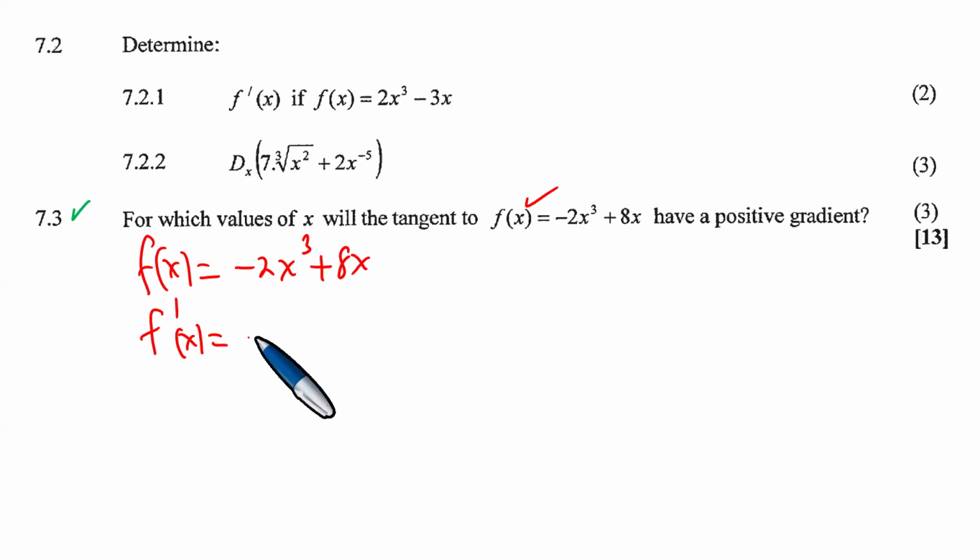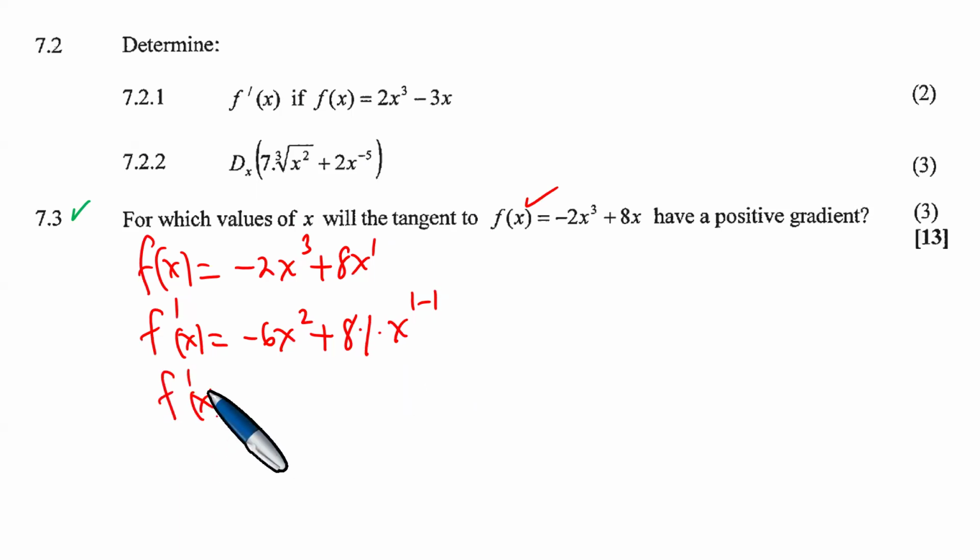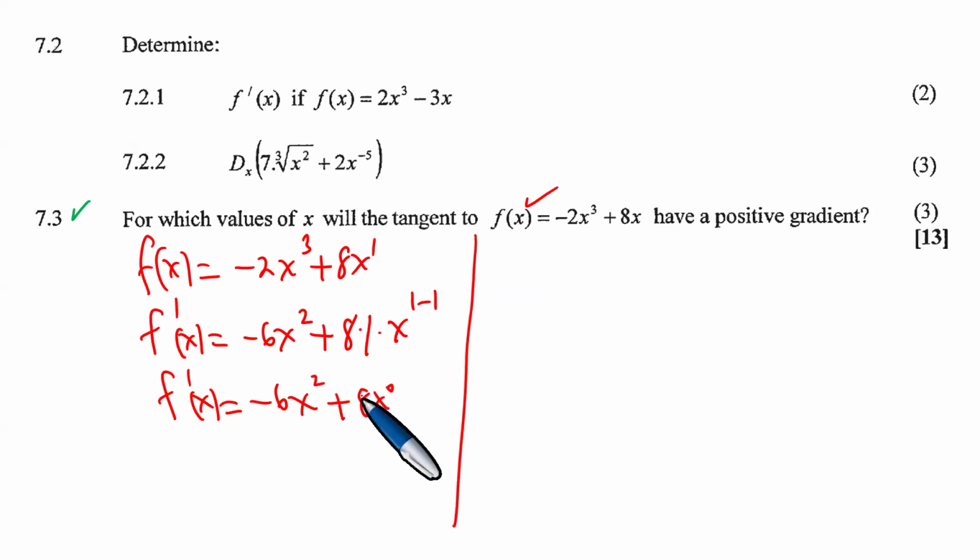You have minus 2 times 3, which is minus 6x to the power 3 minus 1, which is 2, plus 8 times 1 times x to the power 1 minus 1. So f prime is minus 6x squared plus 8x to the 0th power. So we can write here that the first derivative is actually minus 6x squared plus 8.